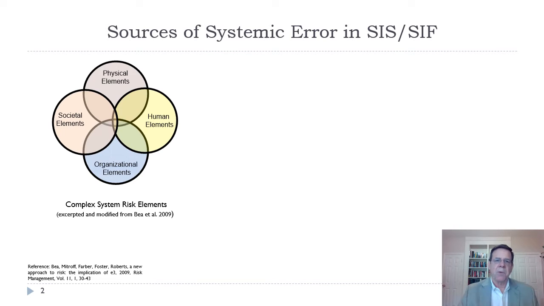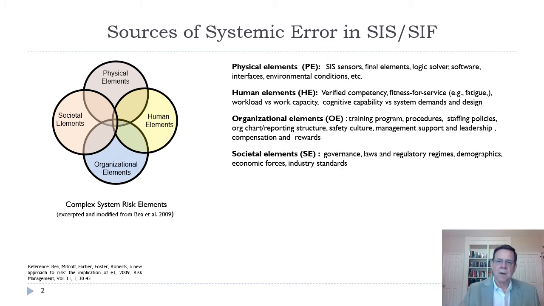So these systems are all made up of physical, human, and organizational elements. And a researcher out of Berkeley has identified through major accidents that societal elements can contribute an additional 2 orders of magnitude of risk, and so we're going to be talking about the potential effects of those. The mnemonic I'll be using is PE, HE, OE, and SE.